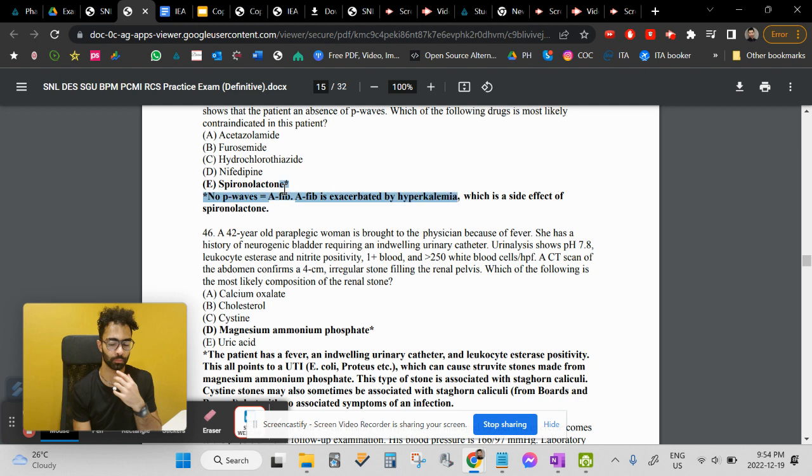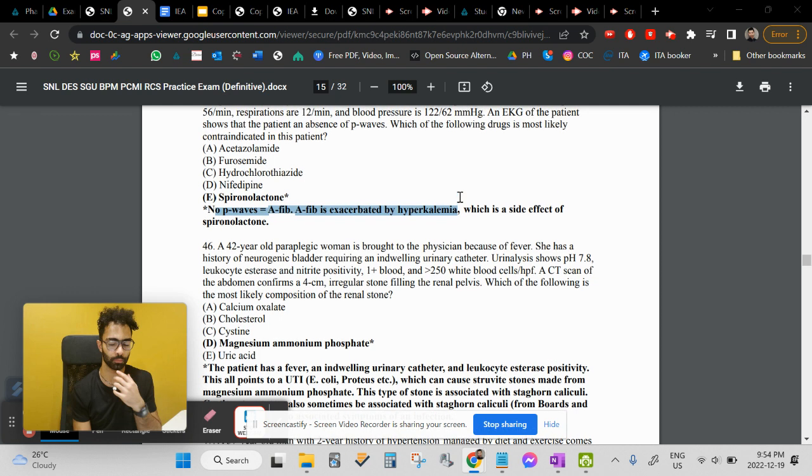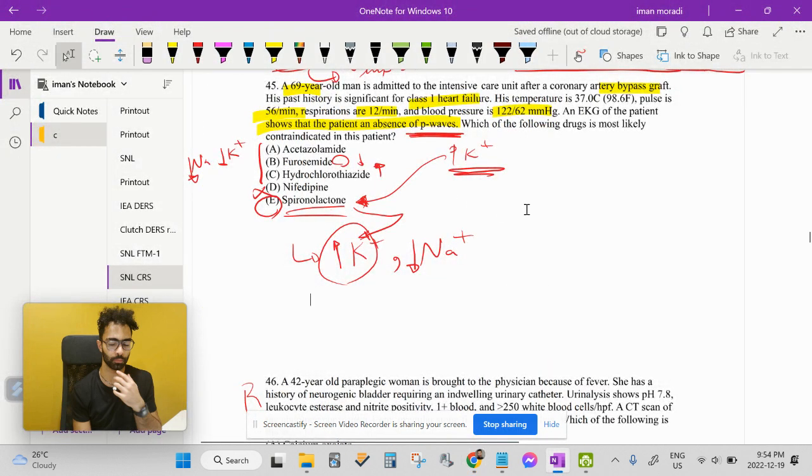So no P waves. It meant AFib. I just thought it meant there's no P wave for no reason. But apparently this is AFib, and AFib is exacerbated by hyperkalemia.